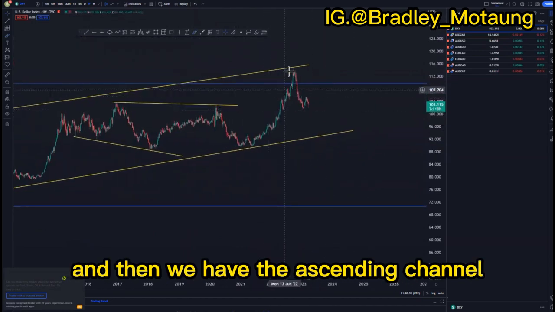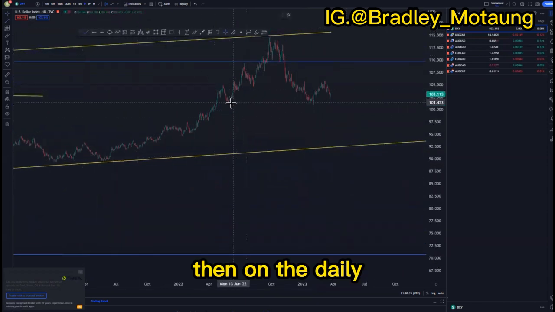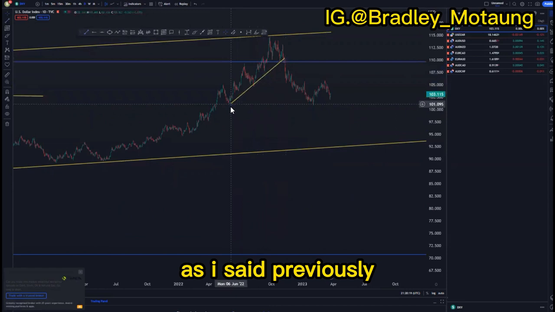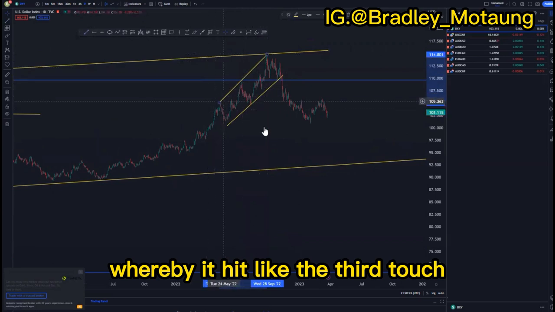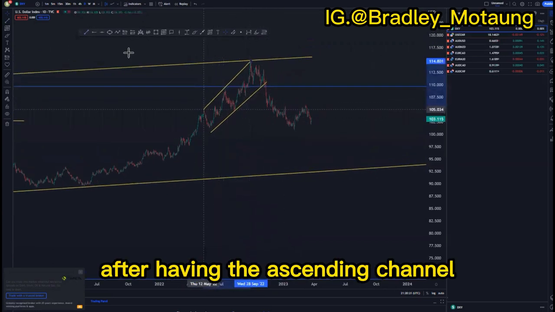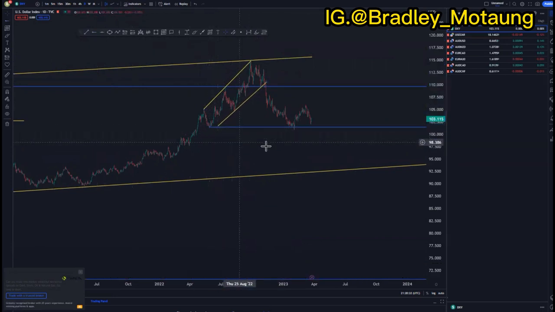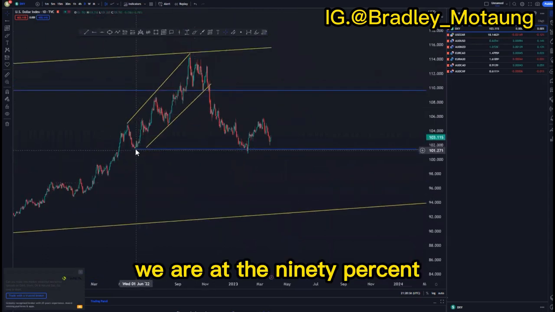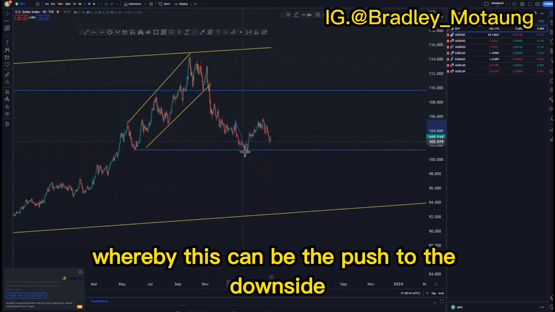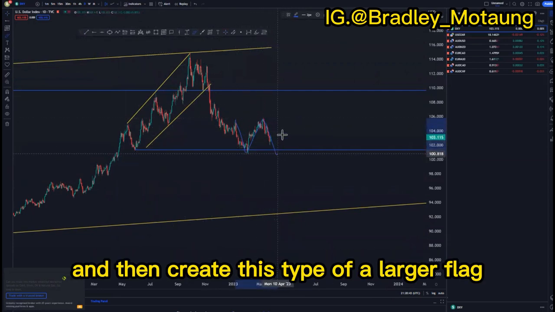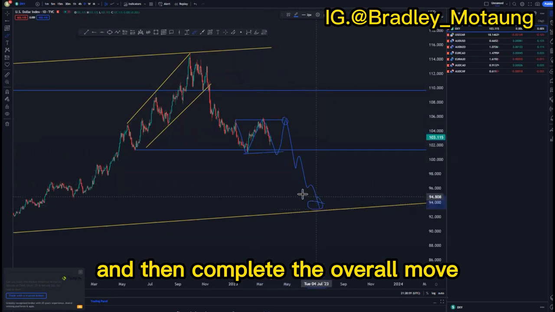And then we had the ascending channel at the top of the structure, which you can see on the daily time frame. And then on the daily, we have the ascending channel, as I said previously, which was approaching this area whereby it hit the third touch. And then after having the ascending channel, we have the overall 90%, which is here around this point. And as you can see, we are at the 90%. And as I always say, at the 90%, we create a larger flag, whereby this can be the push to the downside, push to the upside, and then we create this type of a larger flag before we push to the downside and then complete the overall move.